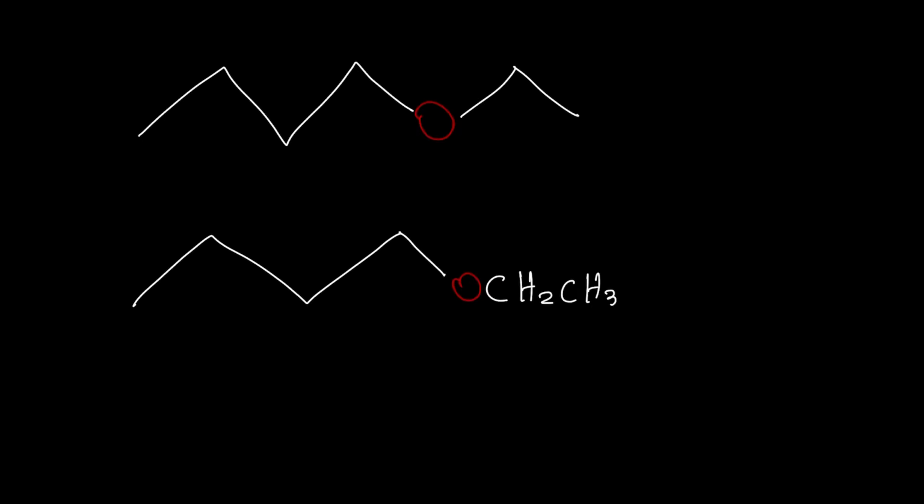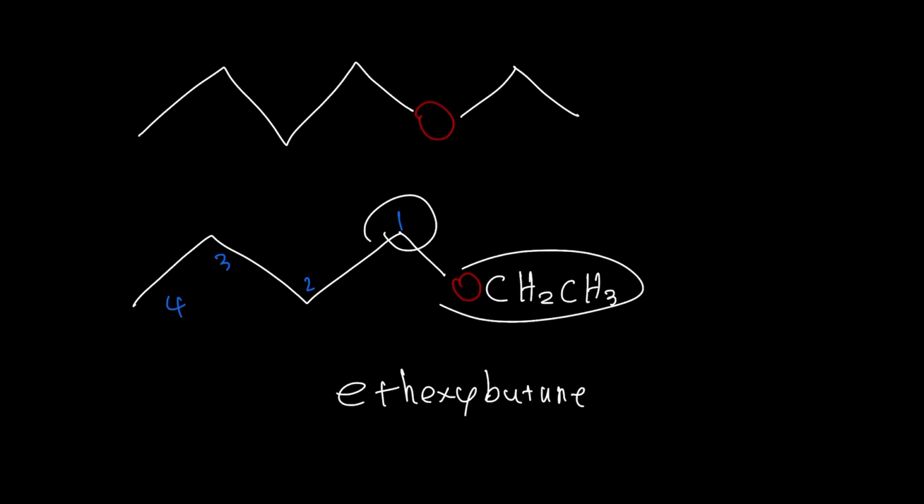So this is called ethoxy. In the main chain we have 4 carbons, which is butane. And then we need to indicate the position of it on the chain because it's on carbon number 1, this thing. So 1-ethoxybutane.